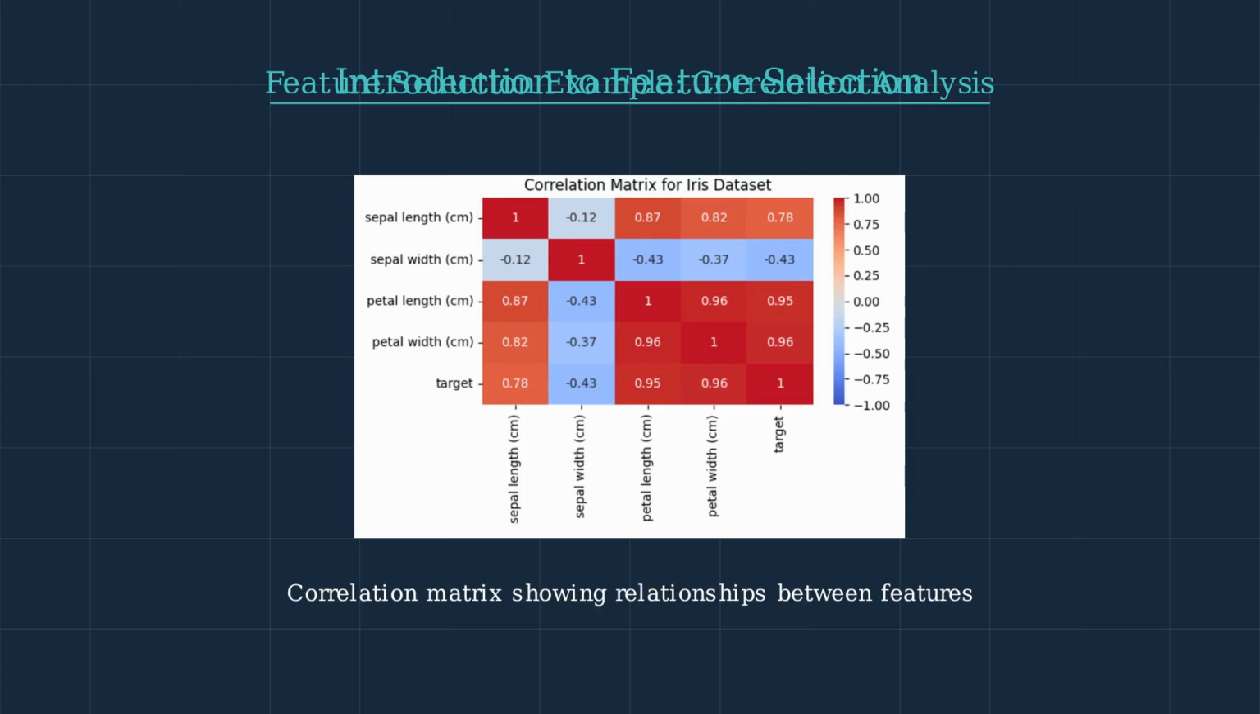One simple approach to feature selection is analyzing correlations between features. A correlation matrix like this one from the iris dataset can reveal which features are strongly related to the target variable and which features might be redundant.